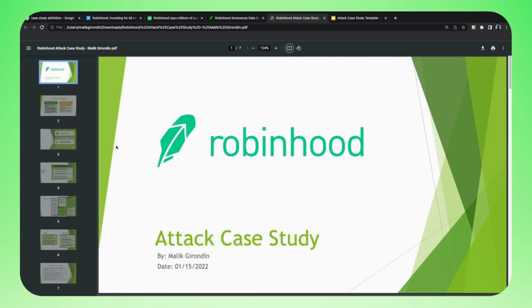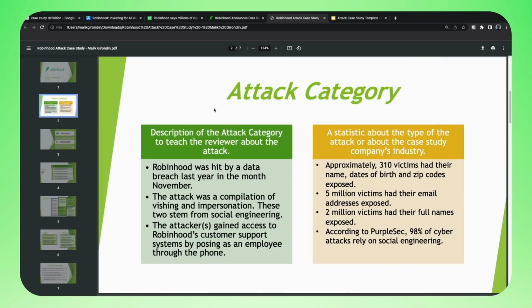So let's go down. Attack category, description of the attack category, and statistics. We just read the article on Robinhood's blog. They got hit in November 2021 through impersonation and social engineering. The attacker gained access to the Robinhood customer support system. We just read that on the blog. These are the stats.